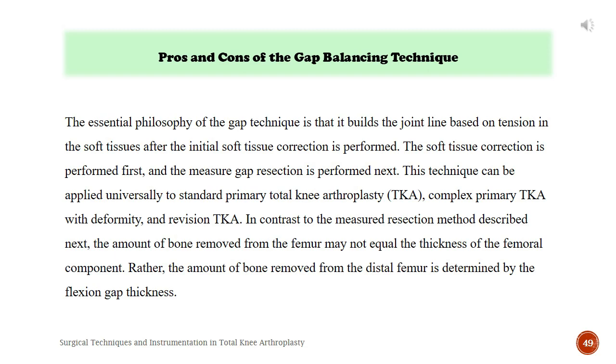This technique can be applied universally to standard primary total knee arthroplasty, TKA, complex primary TKA with deformity, and revision TKA. In contrast to the measured resection method described next, the amount of bone removed from the femur may not equal the thickness of the femoral component. Rather, the amount of bone removed from the distal femur is determined by the flexion gap thickness.